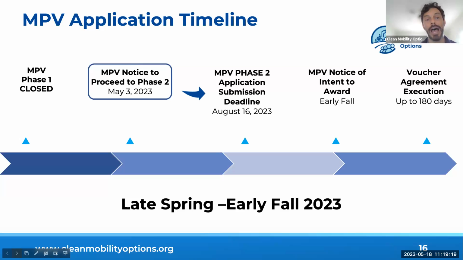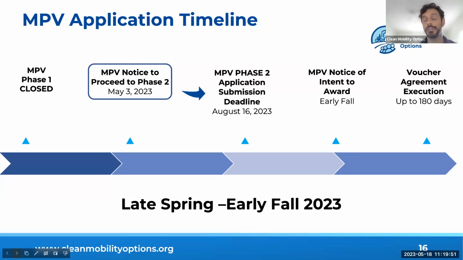In the early fall, after the Notice of Intent to Award is issued, the voucher agreement execution will take place. This agreement will finalize the terms and conditions of the award and sets the stage for project implementation, and must be executed within 180 days of notice of award. It's important to note that the timeline for the application review and approval process can vary. Again, depending on when you submit your Phase 2 application, the PA team will have up to 6 weeks to review, clarify, and approve it.